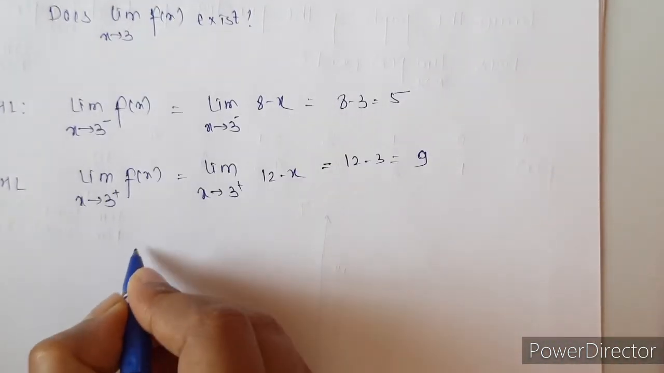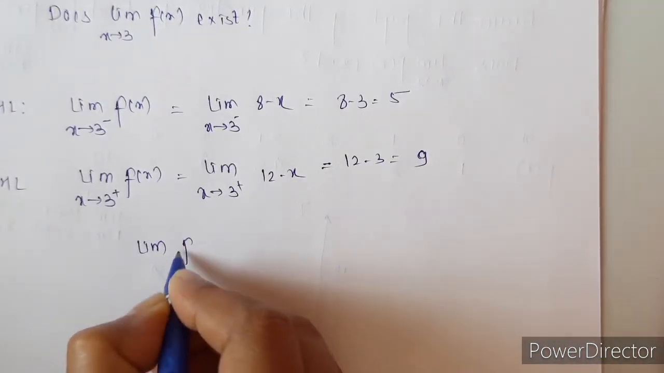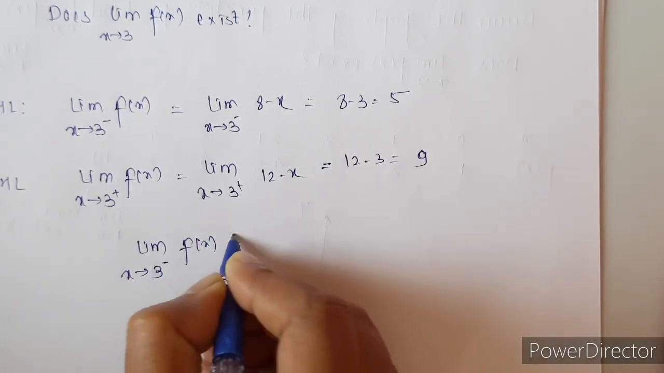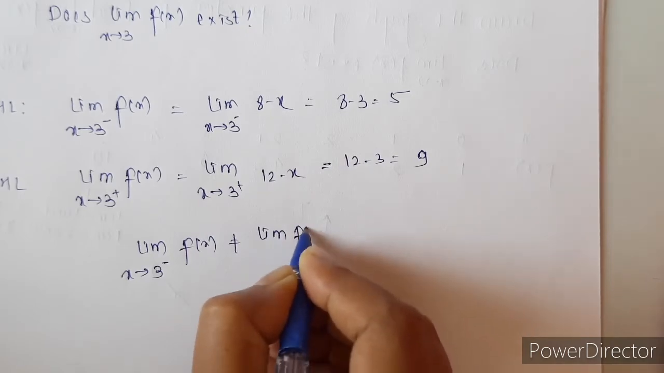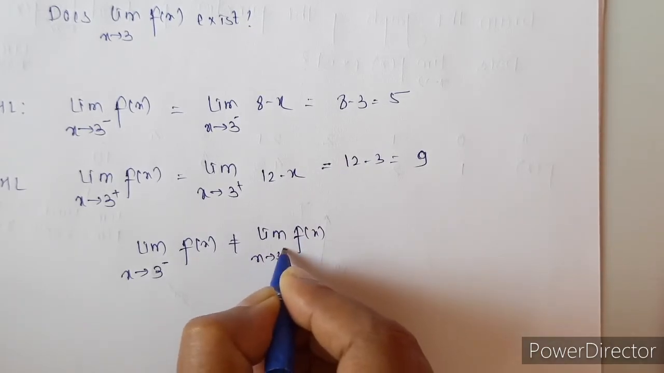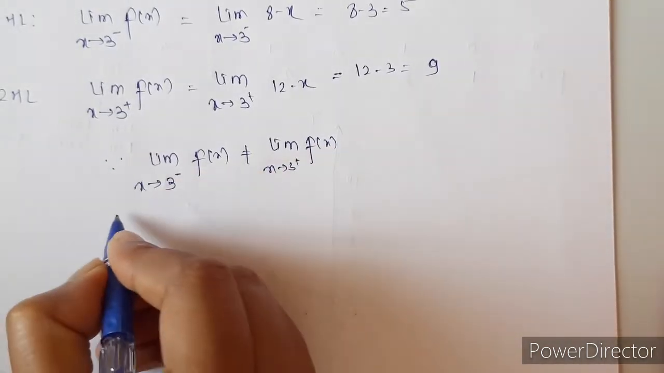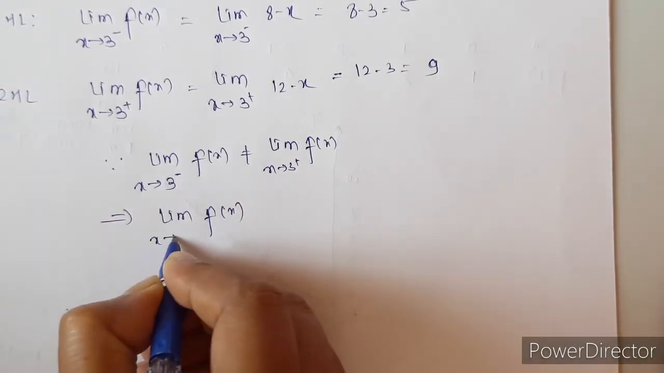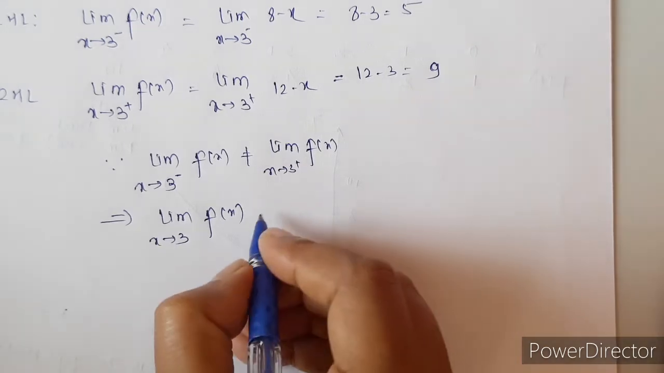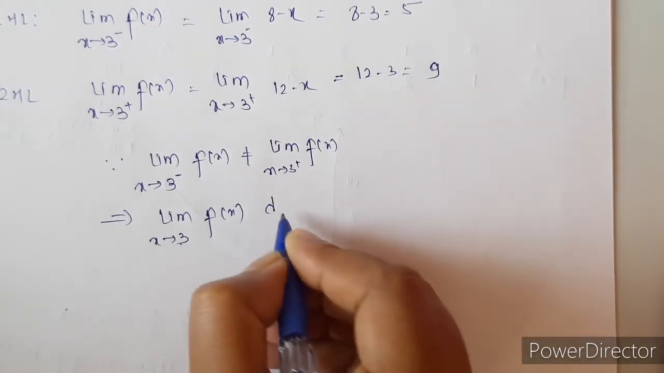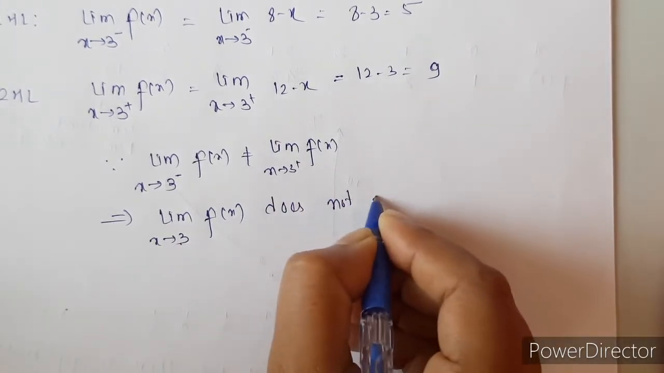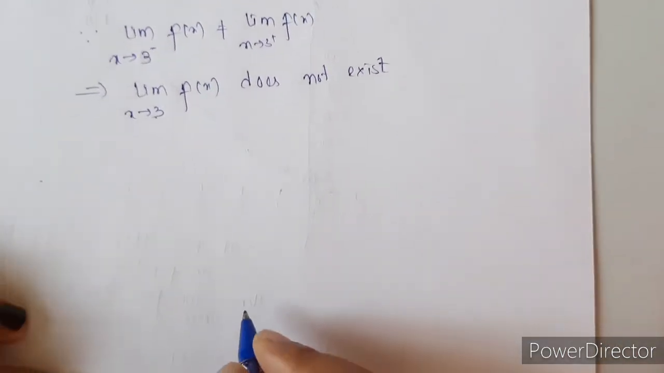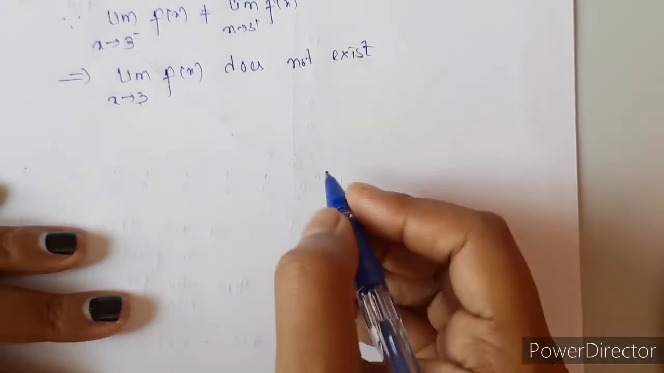So we can see that left hand limit of a function is not equals to right hand limit of the function. This implies limit of a function when x is tending towards 3 does not exist. Okay. Now we can solve same problem by graph.